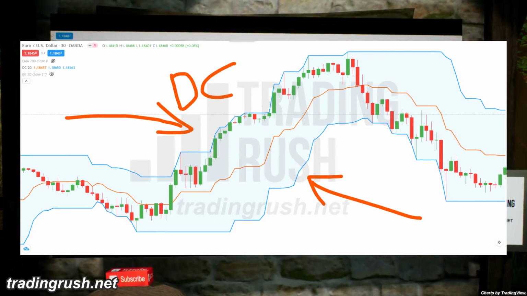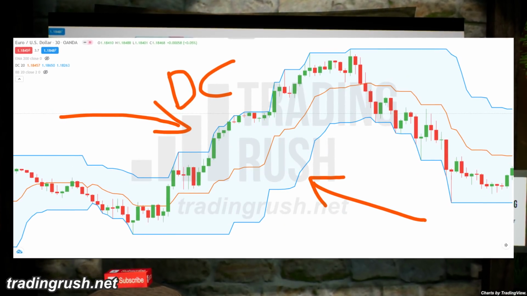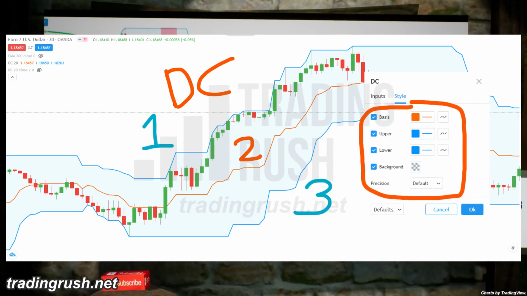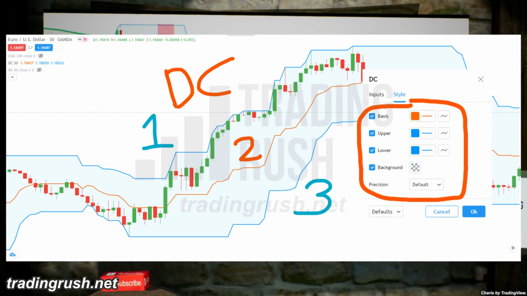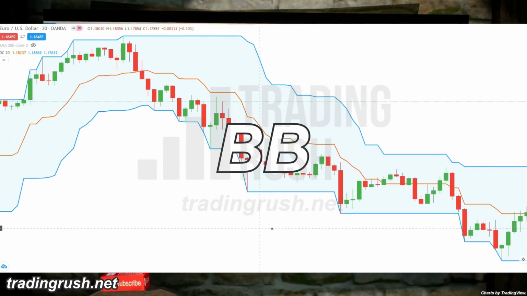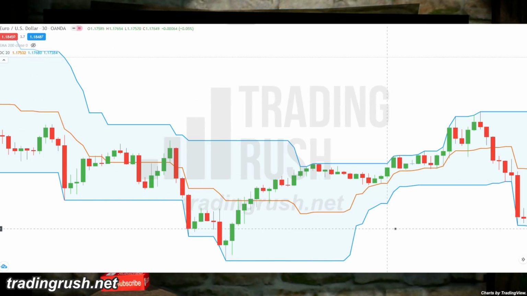This is what the Donchian Channels Indicator looks like on TradingView. It will come with 3 lines, and they are called the upper band, basis, and the lower bands respectively. Even though this indicator looks like a Bollinger Band, the trading strategy is quite different.